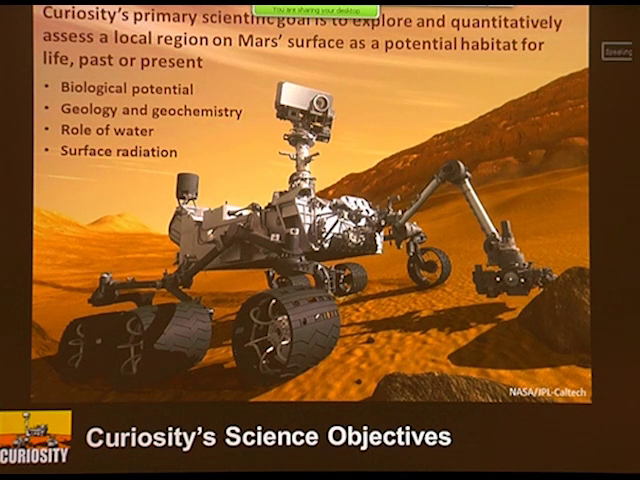Now that we're on the surface, with the excitement of EDL, it's very easy to forget why we're actually there. We didn't go to Mars to do EDL, believe it or not. We went to Mars to perform science. Curiosity's primary scientific goals are to explore and quantitatively assess the Gale Crater region of Mars for potential habitat, past, present, or future, for life. That means biological potential, geology and geochemistry, the role of water, and characterizing the surface radiation.